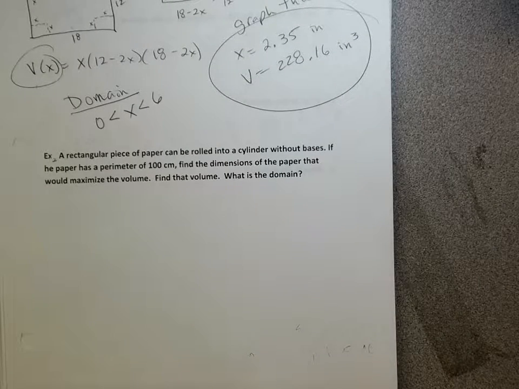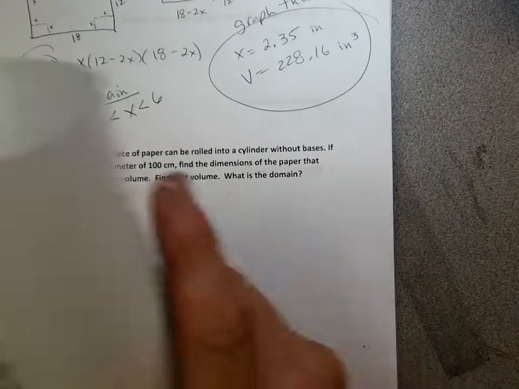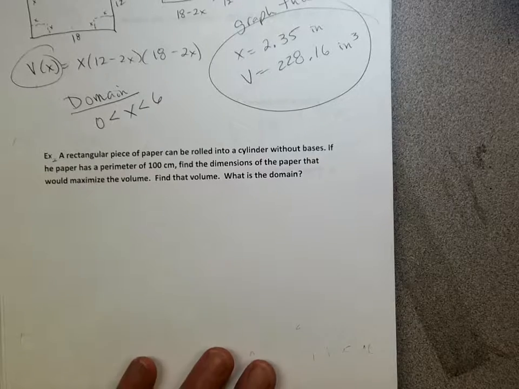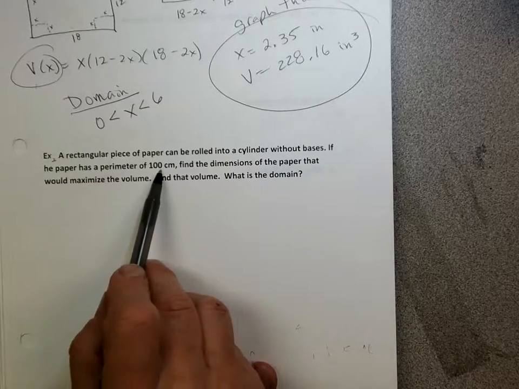So a rectangular piece of paper can be rolled into a cylinder. Okay, without bases, it's not going to have a top or bottom, right? It's just going to be, right? It's just a regular piece of paper, right? If the paper has a perimeter of 100 centimeters.